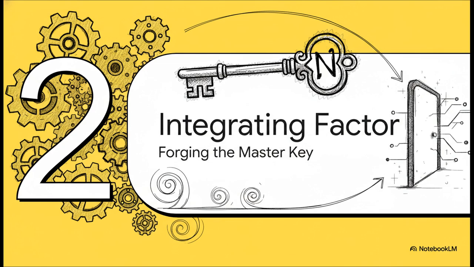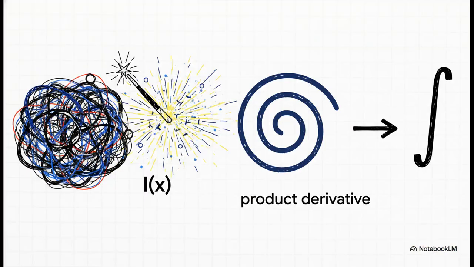Okay, so once you've got your equation set up correctly in standard form, you're ready for step 2. Now we're going to forge the master key that's going to unlock this whole puzzle. This key has a name, the integrating factor. And it is a seriously clever piece of math. So what does this key actually do?